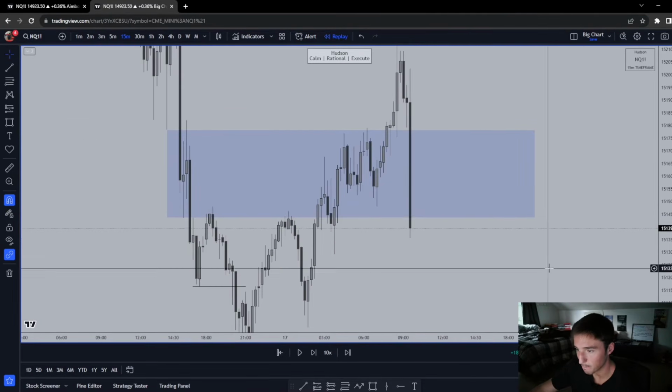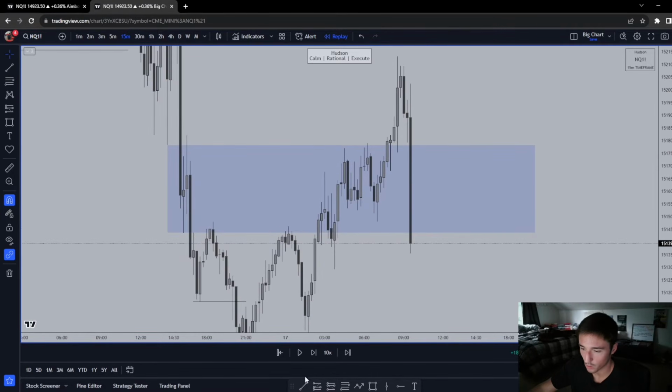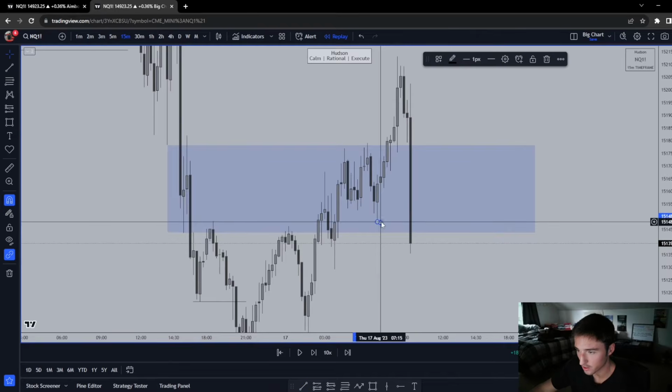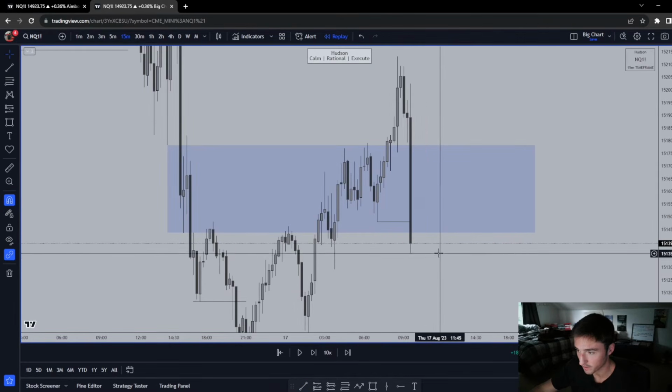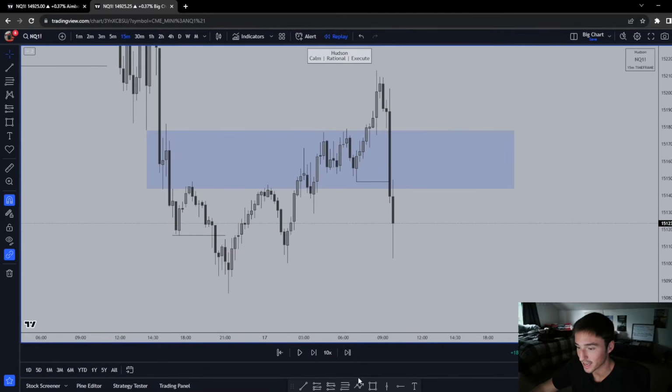Whoa, that was a big candle. So we just disrespected that fair value gap. What should we come to? This low on the 15-minute. We should on the 15-minute. And we just met it, so now let's play it. Wow, this was big sell.